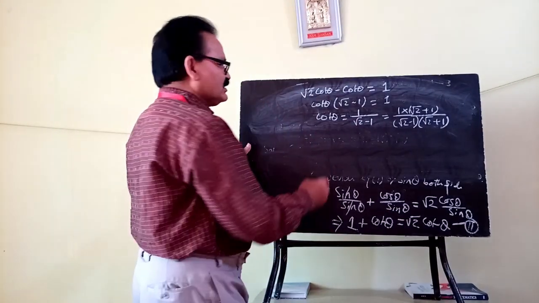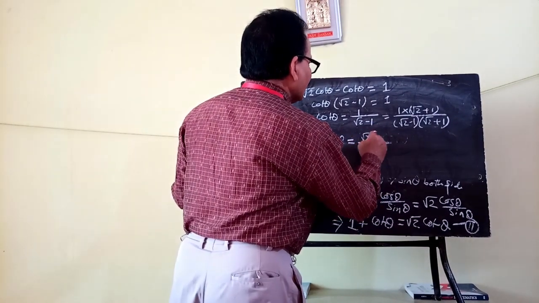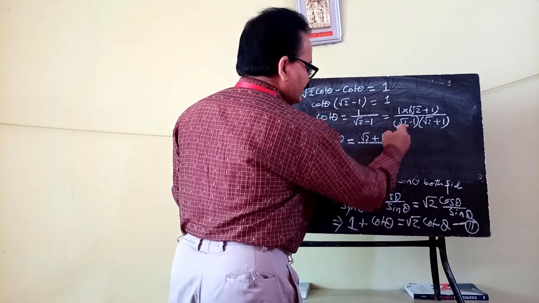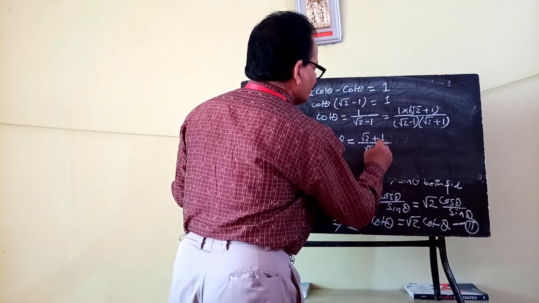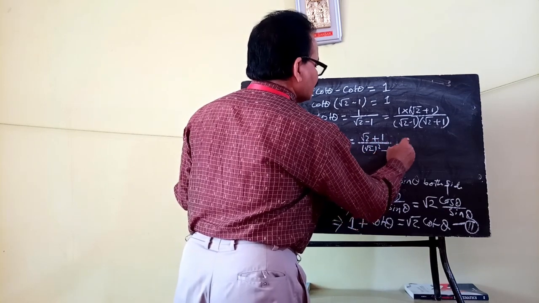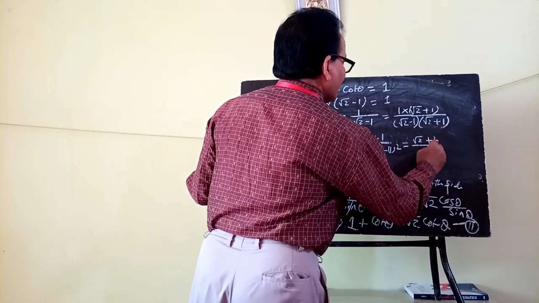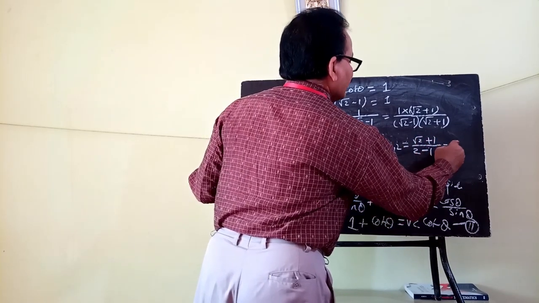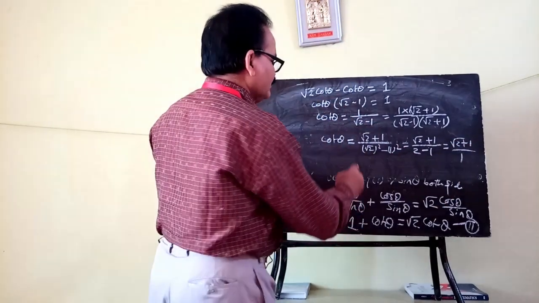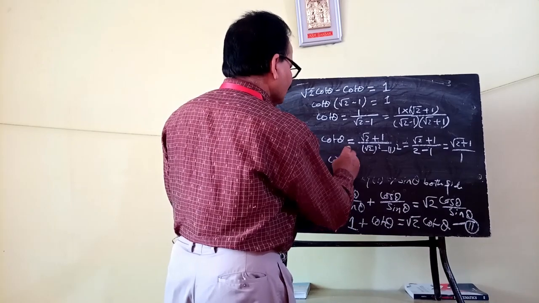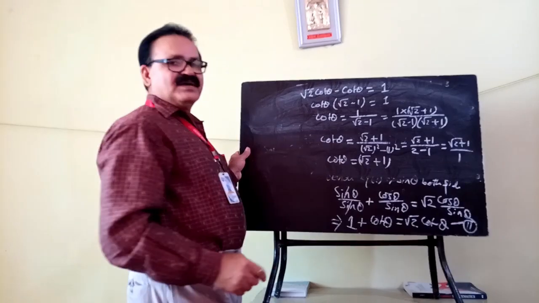So what we have got then is cot theta equals root 2 plus 1, and here this will be (a minus b) into (a plus b). So this is root 2's whole square minus 1's whole square. Finally, this is root 2 plus 1 by 2 minus 1, which is root 2 plus 1 by 1. That means cot theta equals root 2 plus 1. So this much you had to prove.